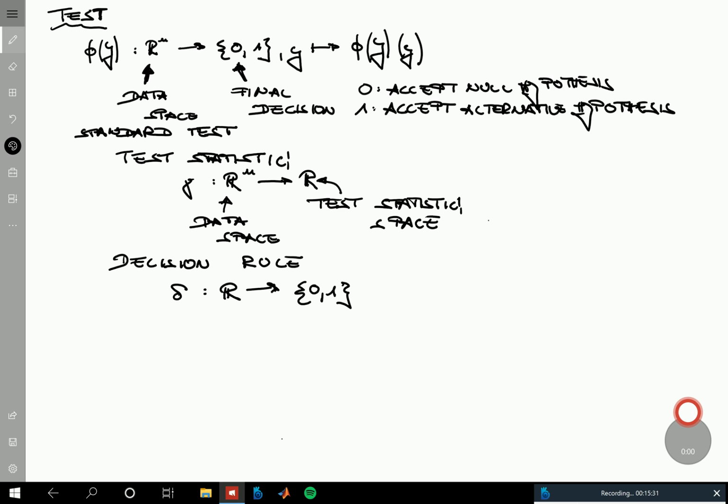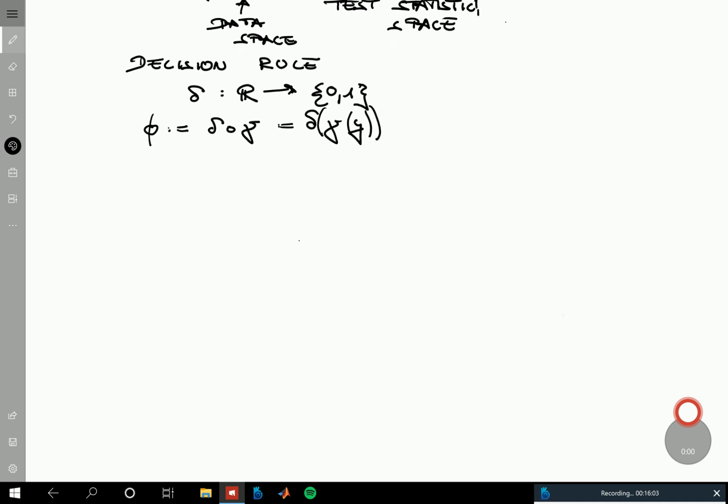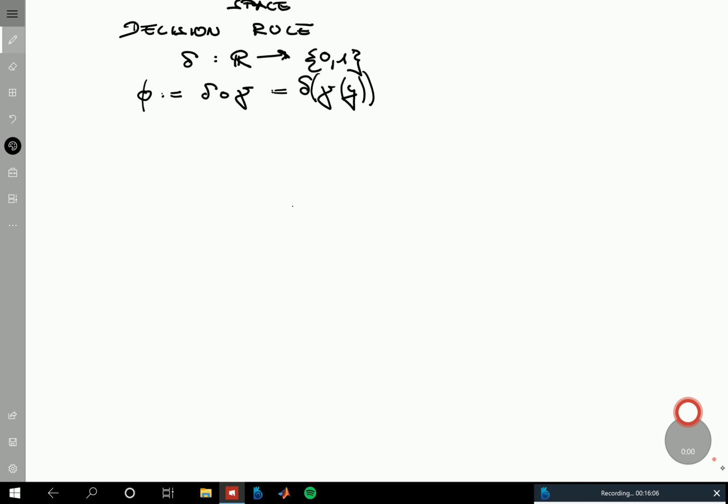And then if you concatenate these functions, you have again a test. So if you define phi as the concatenation of delta and gamma, so essentially you just apply first gamma to some data y, and then you apply delta to gamma y. Then you have the test again, and the typical procedure for doing this is based on a threshold value. So then a test looks like this, or can be written like this.